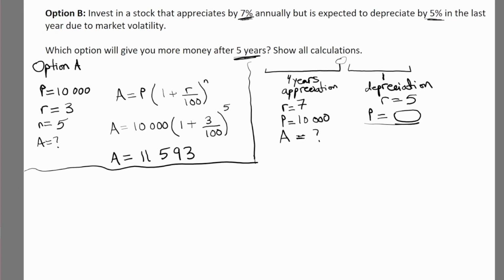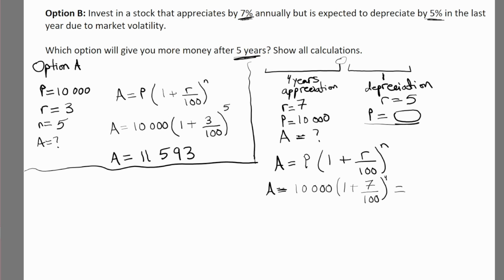So firstly, we have the data for appreciation right here. I'm going to go ahead and write the appreciation rule, which is A is equal to the principal multiplied by (1 + R/100) to the power of N. And I know that the amount is going to be equal to 10,000, which is the principal amount, multiplied by (1 + 7/100) to the power of 4, because it will be for 4 years, okay?